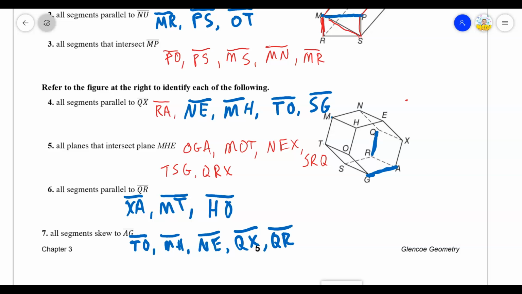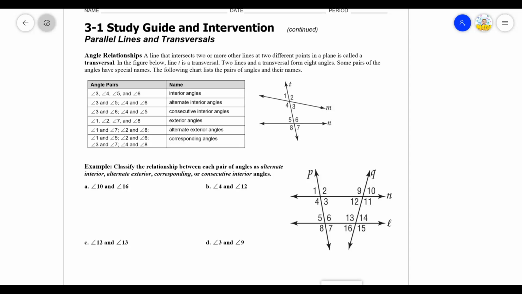Which also means TS would be skew. They're never going to intersect if they continue to extend. And then we'd also have MT and NQ. They would be skew. So you can see in this picture, there's quite a few that we can find in these three dimensions there. Okay, and the last thing we're going to talk about, and we'll answer some of these in the Edpuzzle as well, these angle relationships.